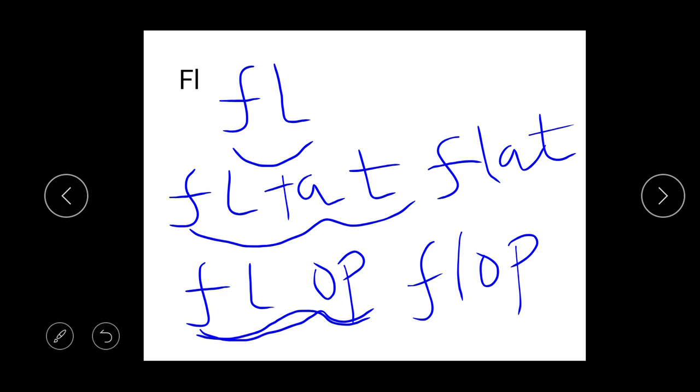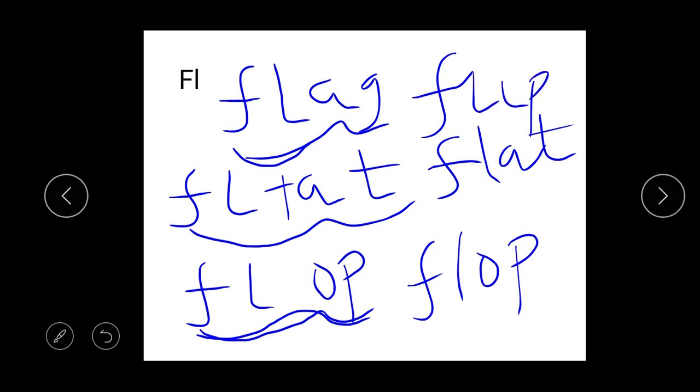Another example of words with fl as beginning consonant cluster is flag, flag, and you have flip, flip. So let's move to the next consonant cluster.